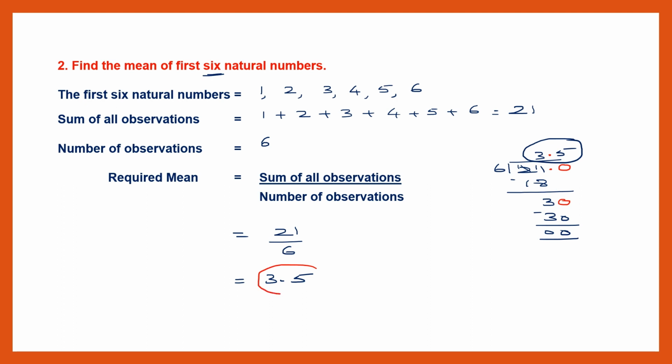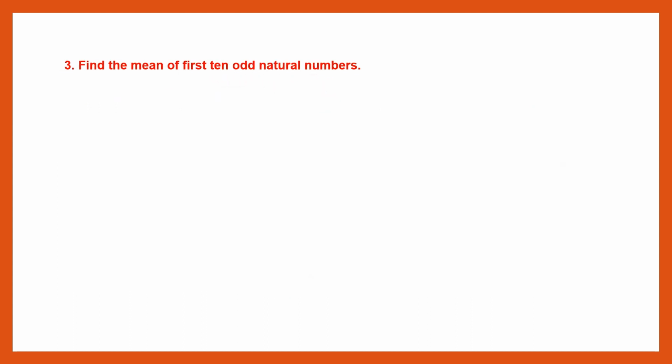So 3.5 is a number that will come in between all these numbers. Okay, so 3.5 will come somewhere in between 3 and 4. So on the other side you have 3 numbers, on this side we have 3 numbers. So 3.5 is the required mean of the first 6 natural numbers.